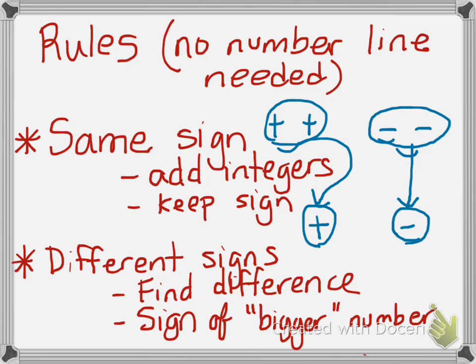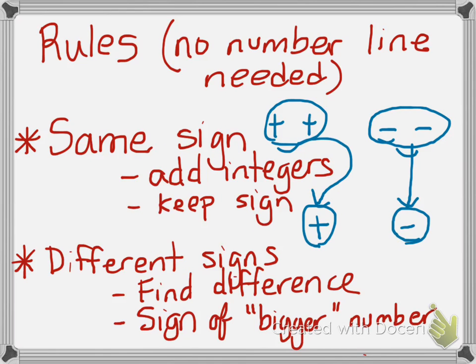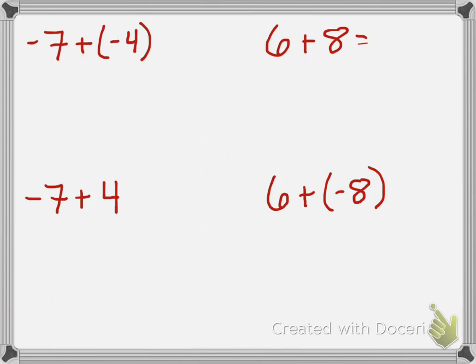If the signs are different, though, so in this example, our signs were different. We had a positive number with a negative. If your integers are different signs, so that means you have a positive with a negative, you find the difference. Okay? Different signs, find the difference. Difference, again, means subtraction. So you find the difference. And then you keep the sign of the, it's not the bigger number, that's why I put it in quotes. It's the number with the bigger absolute value. So let's see what I mean by that in these examples.